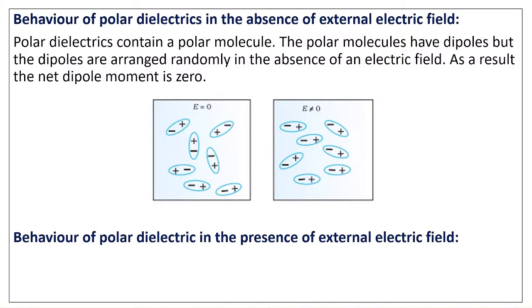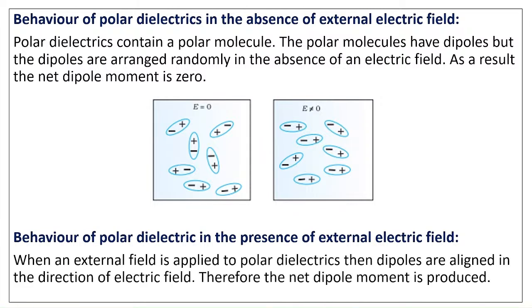Behavior of a polar dielectric in the presence of an external electric field. When an external field is applied to polar dielectrics, then dipoles are aligned in the direction of the electric field. Therefore, a net dipole moment is produced.